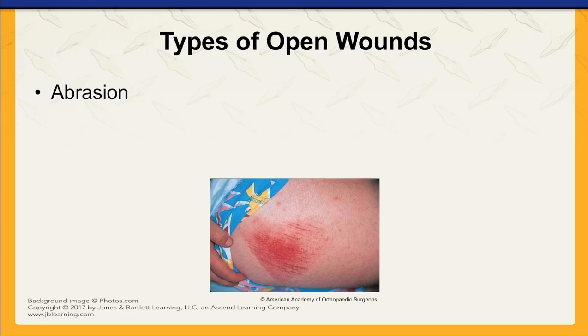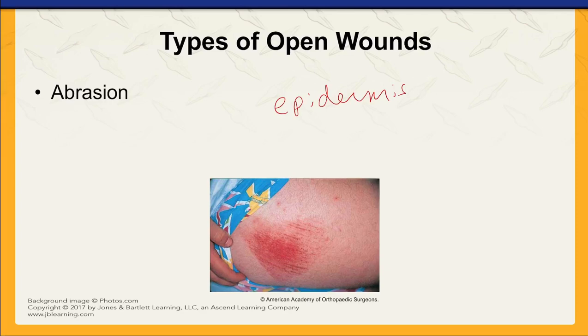Now, what are some of the different types of open wounds? The first type that we see over here is an abrasion. In an abrasion, just the epidermis is involved. So it's epidermis only. And again, this is a superficial wound. The top layer of the skin is removed. There's little or no blood loss for this.